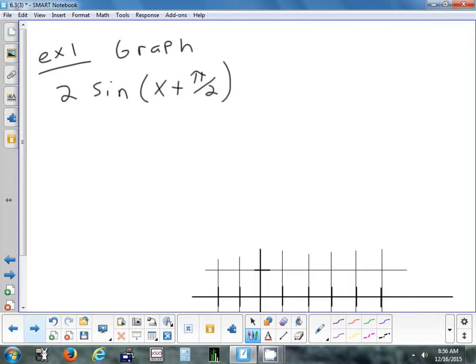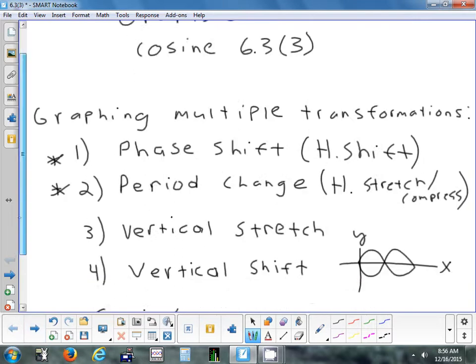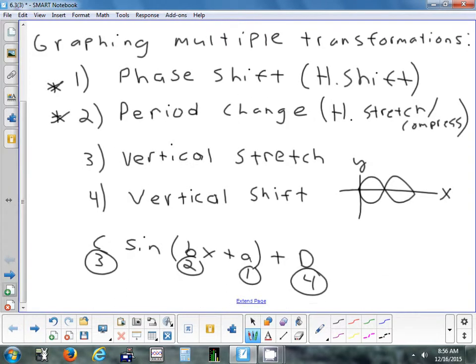All right, so let's try this one. It says to graph 2 sine (x plus pi over 2). Is there one that flipped over the y-axis? There is, but we didn't cover that. If b was negative, that's what would cause a flip over the y-axis. We've covered it with other graphs. We just didn't do it with trig functions.